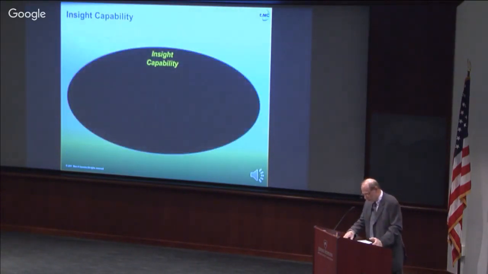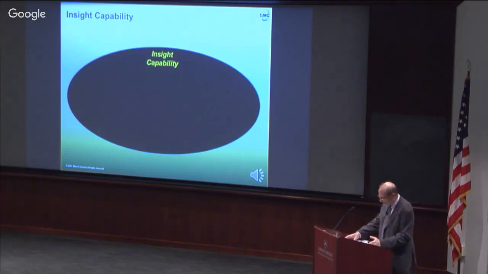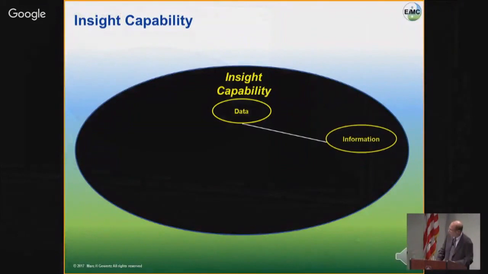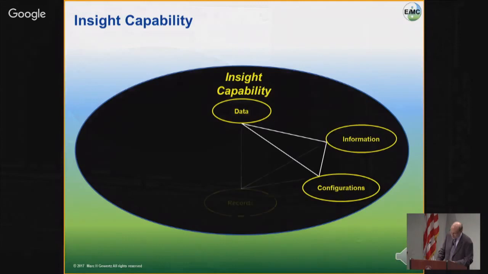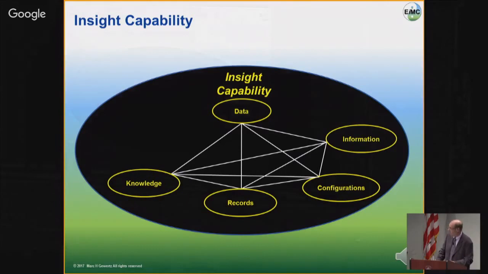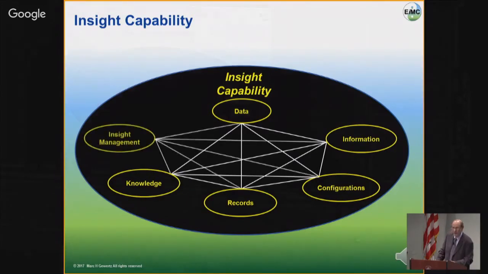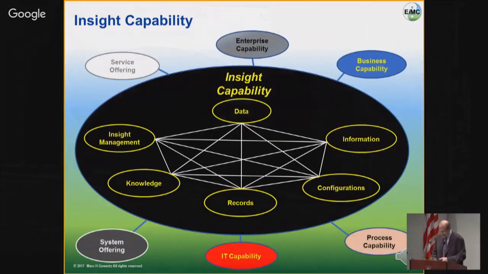Through time, the insight functionality transforms into an insight capability, a systematic ability to learn, understand, communicate, and apply what is explicitly known through data produced and used, information produced and used, configurations of the data and information produced and used, records of data, information, and configurations, knowledge of data, information, configuration, and records, and management of the insight capabilities, with the capability interconnected with all other capabilities. And in this way, the insight capability system serves as the intelligential support system of the enterprise system.